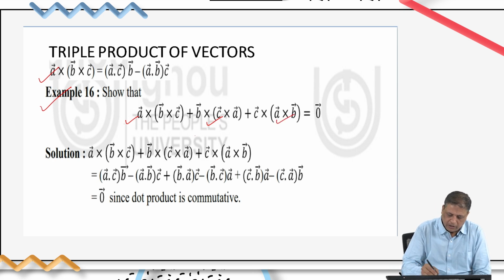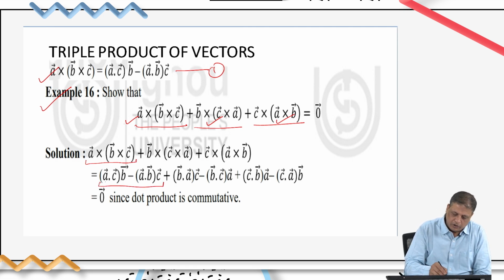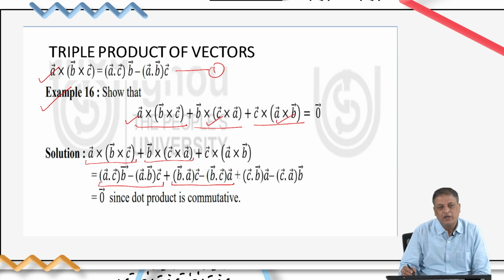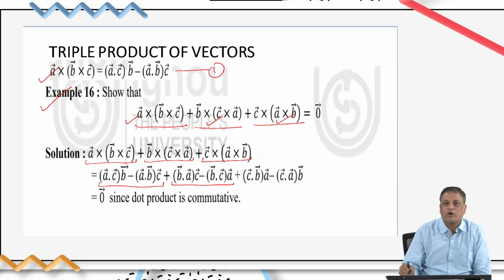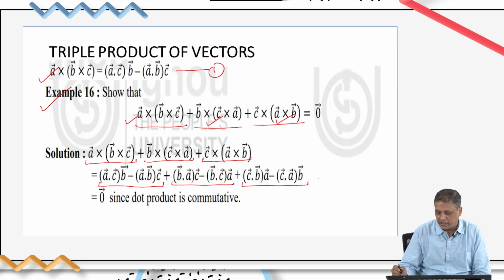Now, expanding the respective expressions, that is A cross (B cross C), B cross (C cross A), C cross (A cross B), by using expression 1, we can write A cross (B cross C) as (A dot C) B minus (A dot B) C, and B cross (C cross A) can be expressed on the same lines as (B dot A) C minus (B dot C) A. Similarly, C cross (A cross B) can be expressed as (C dot B) A minus (C dot A) B.